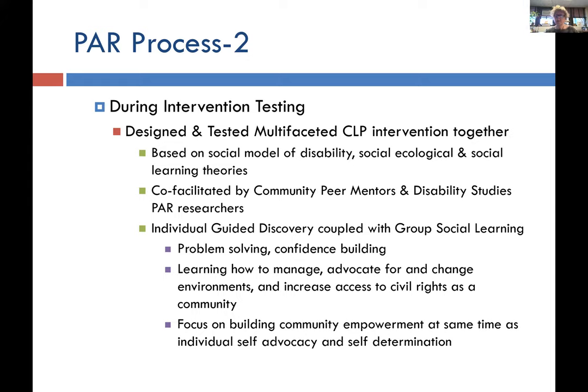We landed up creating a whole pool of community peer mentors who went through research training with us, went through IRB training, and became a part of our paid research teams and helped to co-deliver all the interventions.